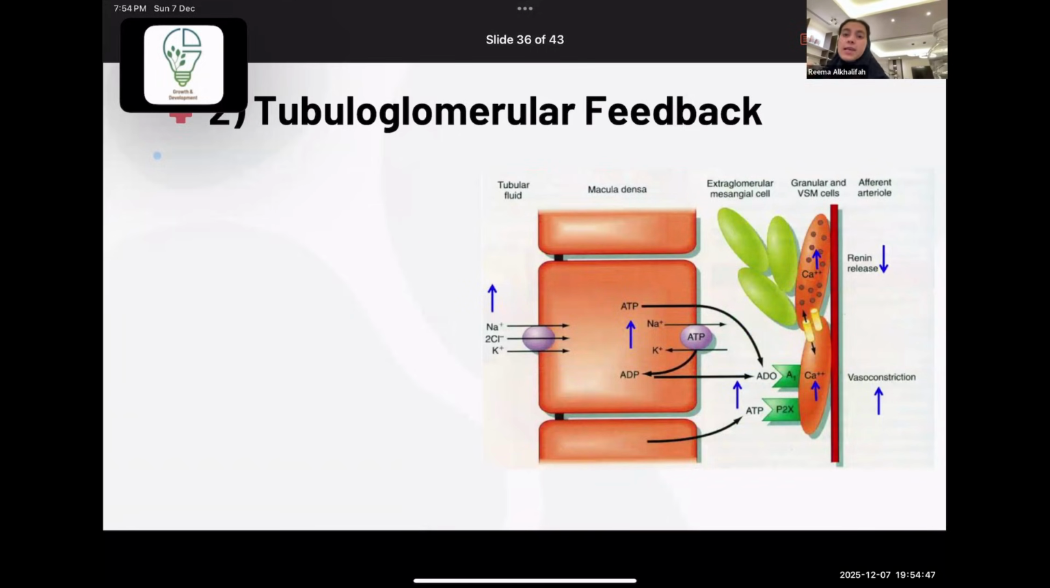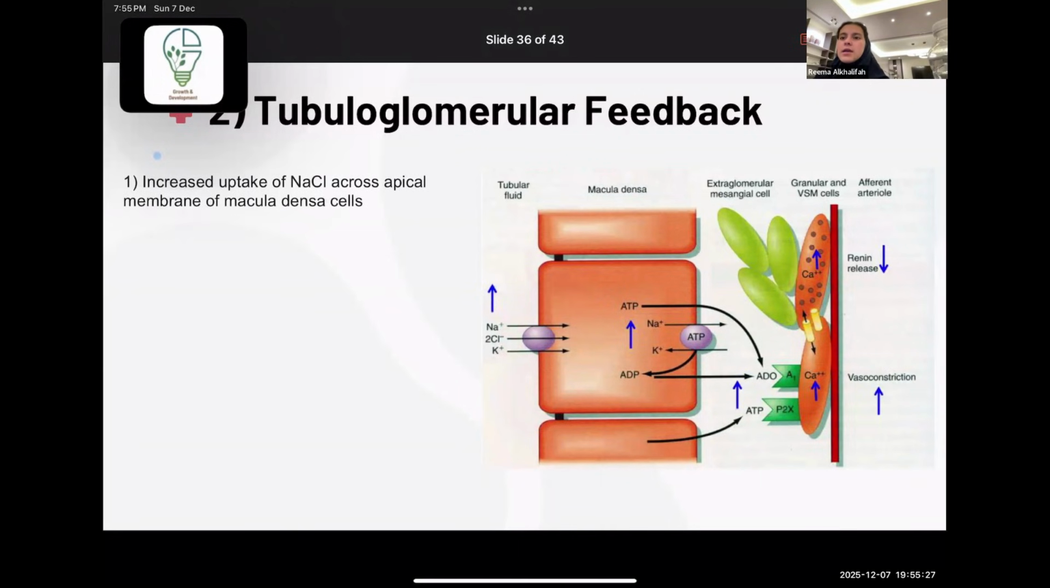Now, we're going to start with the second autoregulatory mechanism, which is the tubulo-glomerular feedback. From its name, tubulo, so the distal tubule is going to sense any changes in the fluid, and the glomerulus is going to help change certain factors to help bring things back to normal. So, if GFR is increased, what happens? More things are being filtered, more ions are being filtered. So the macula densa is going to detect more sodium and chloride levels in the fluid.